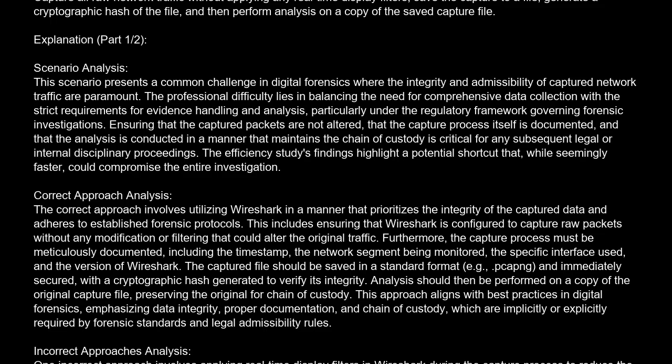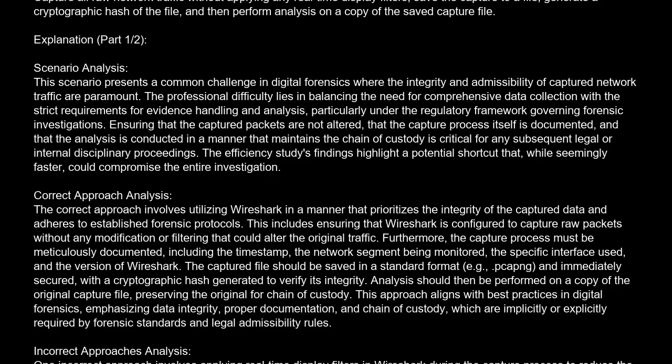The correct answer is C. Capture all raw network traffic without applying any real-time display filters, save the capture to a file, generate a cryptographic hash of the file, and then perform analysis on a copy of the saved capture file. Explanation: scenario analysis. This scenario presents a common challenge in digital forensics where the integrity and admissibility of captured network traffic are paramount. The professional difficulty lies in balancing the need for comprehensive data collection with the strict requirements for evidence handling and analysis, particularly under the regulatory framework governing forensic investigations.